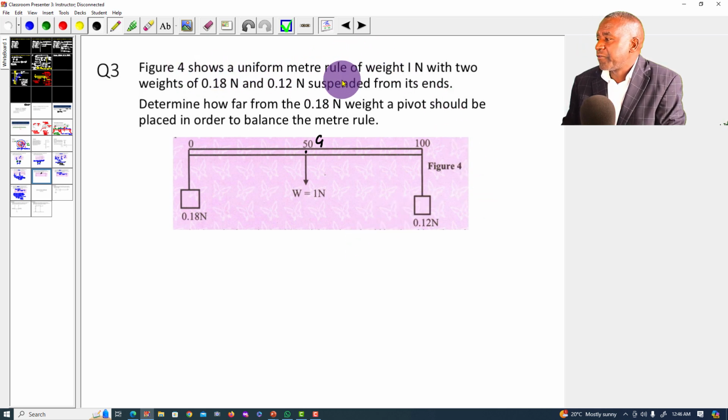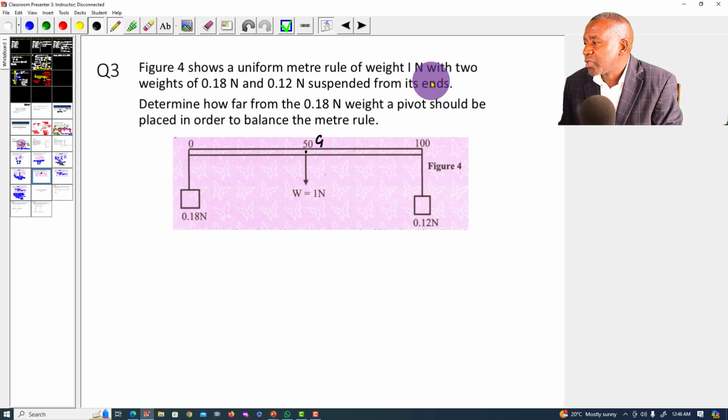So it shows a uniform meter rule of weight 1 Newton with 2 weights of 0.18 newtons and 0.12 newtons suspended from its ends. Determine how far from the 0.18 newton weight a pivot should be placed in order to balance the meter rule. So let's assume that we put the pivot somewhere around here. That's where I want to put the pivot.